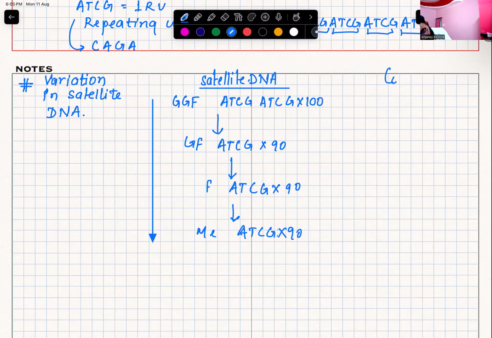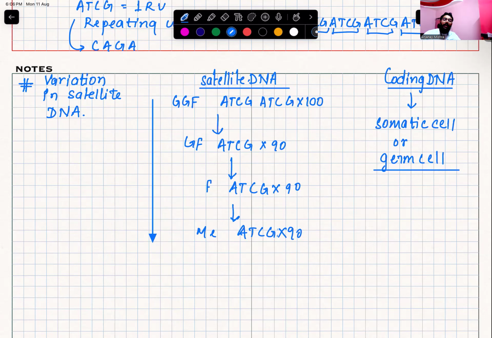Now, this was satellite DNA. What if there was a coding DNA, and there was some kind of mutation in the somatic cell, or a mutation that has reached up to the germ cell? What kind of mutation? In the coding DNA. But that mutation was so dangerous that it killed the cell altogether.